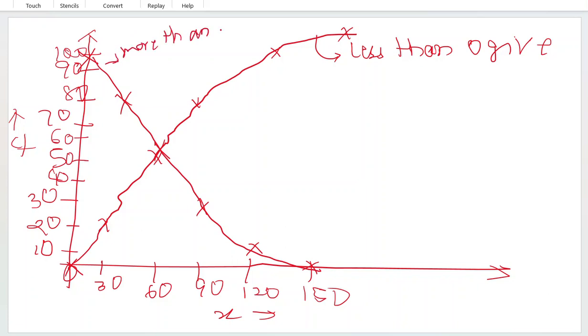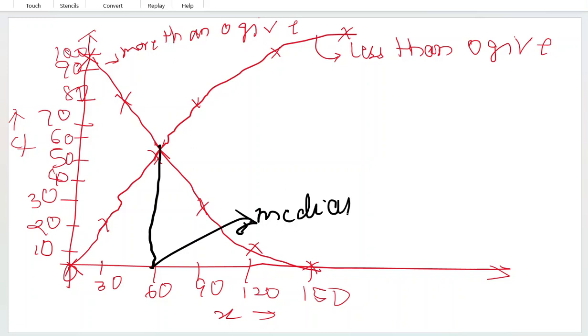Now we are also told to find the median. Now the median is basically the point where both these curves intersect. You can observe at the value 60, both these curves intersect. So from the intersection point, you have to drop down a line and see which point on the x-axis it coincides with. So to find the median, at the point of intersection of both these curves, drop down a line and see where it intersects with the x-axis. This is called the median, and therefore the median is nothing but 60.